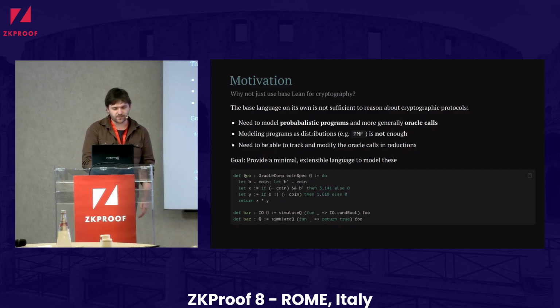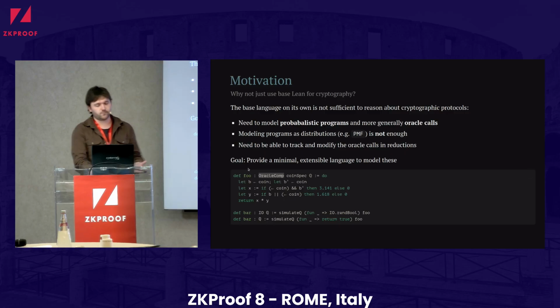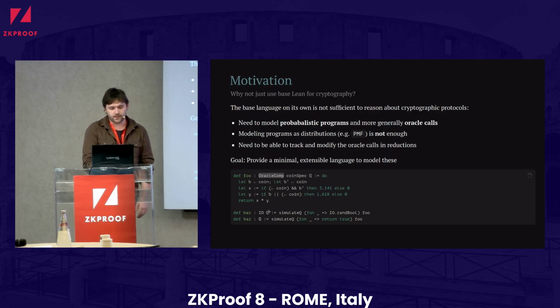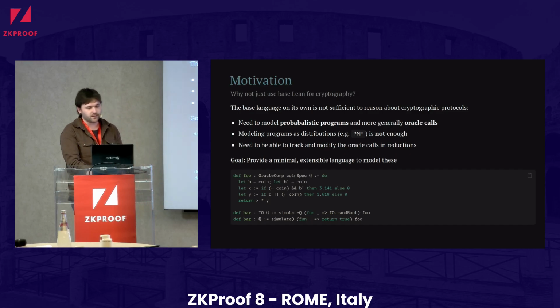So the goal is that we want to define, and I'll get into more of what this is, this monad OracleComp that's going to extend the base Lean language with the capability of representing these oracle calls and reasoning about them. As an example, here's a program that's flipping a bunch of coins. It's non-deterministic, and we can embed it into Lean's IO monad and actually run it. And we can also just run it by, say in this case, every coin comes up heads.